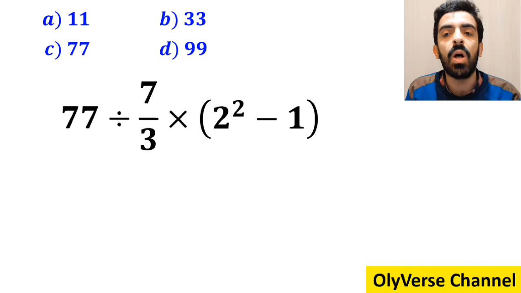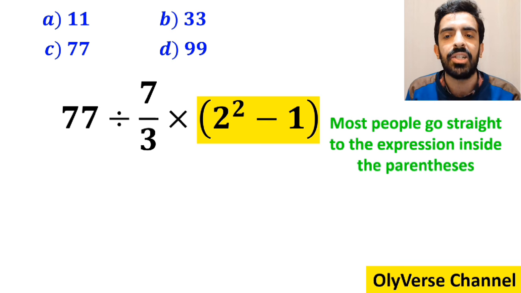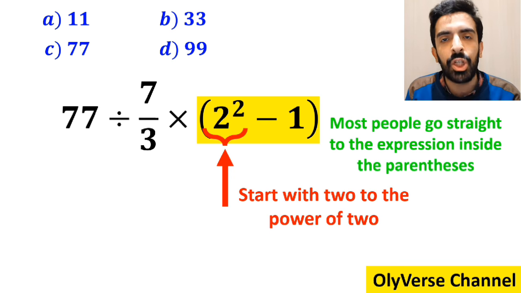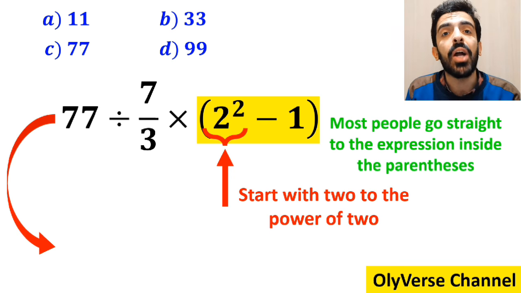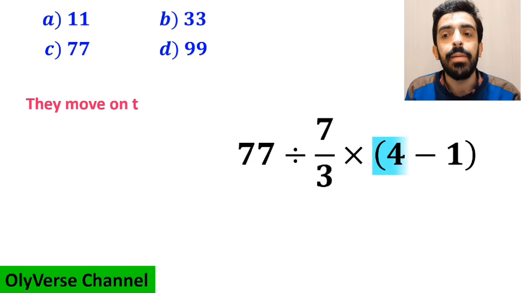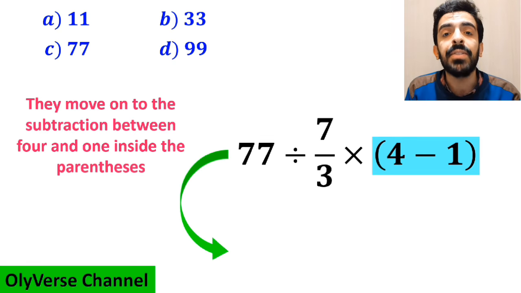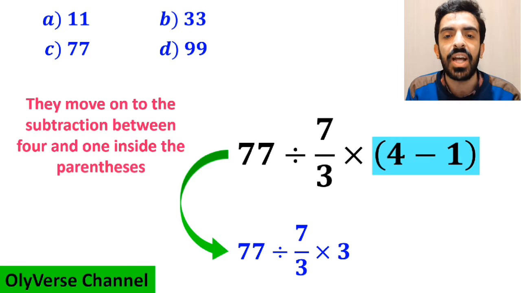In the first step of solving this question, most people go straight to the expression inside the parentheses and start with 2 to the power of 2. So, instead of the original expression, they write 77 divided by 7 over 3 times 4 minus 1 inside the parentheses. In the next step, they move on to the subtraction between 4 and 1 inside the parentheses and simplify this expression to 77 divided by 7 over 3 times 3.